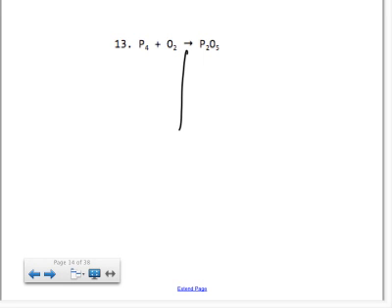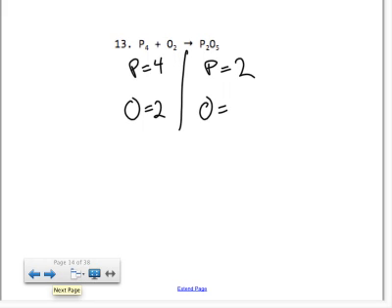First thing to do is take an inventory. We've got 4 phosphorus and 2 oxygens here. On the right, we have 2 phosphorus and 5 oxygens. So the first thing to look at is we've got an even number of oxygens on the left, and an odd number on the right.